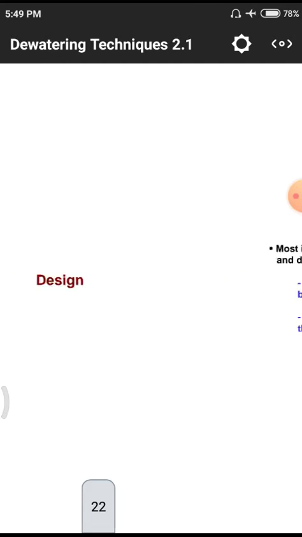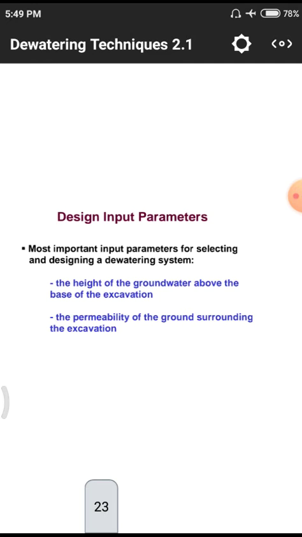Next one, how we have to design. What are the parameters responsible for the design? The most important input parameters for selecting and designing a dewatering system are the height of the groundwater above the base of the excavation. That means in the place where we are going to do this excavation, what is the groundwater level? Is it above the ground level or below the ground level?